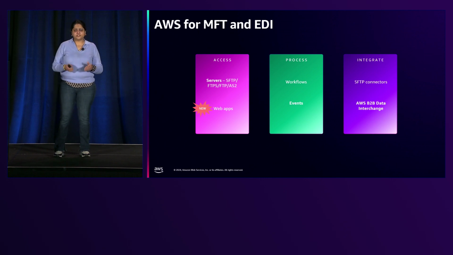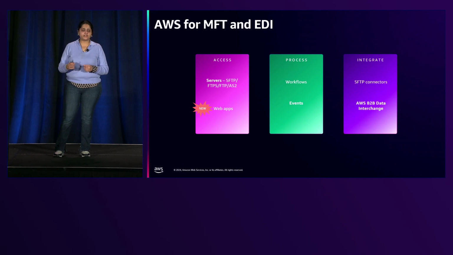So today, there are 3 pillars that we key in on as part of our approach to manage file transfer and electronic data interchange. First is servers. We offer SFTP, FTPS, FTP, and even AS2 configurations. And more recently, we just launched web apps, which enables you to provide a simple web interface for your end users, who are authenticated using Identity Center and access controlled using S3 Access Grants.